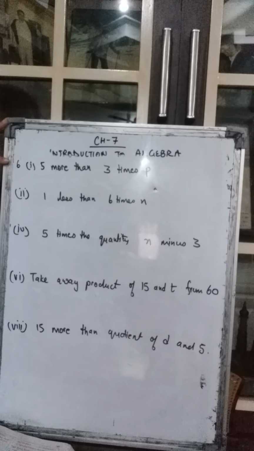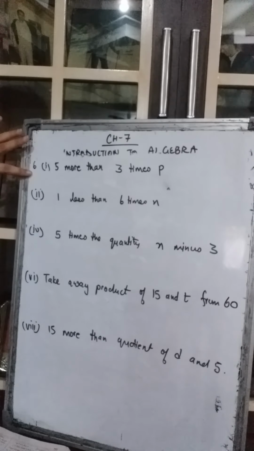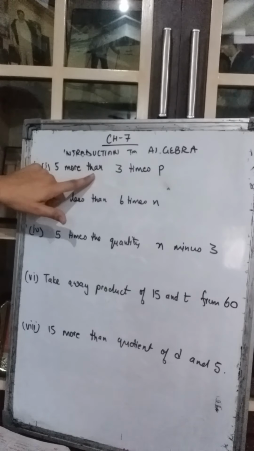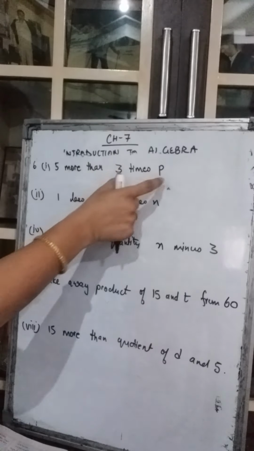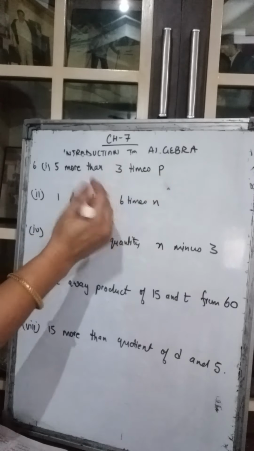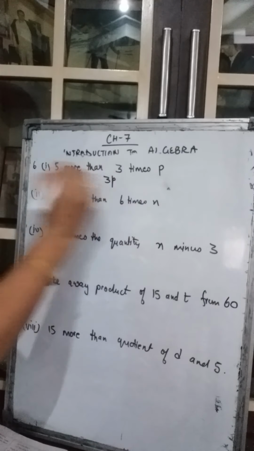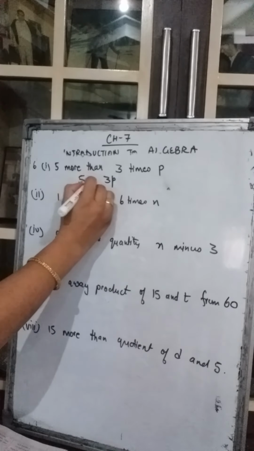Now girls, we come to the sixth question. Sixth question, it is a little bit more tricky. So understand it very carefully. It says again the verbal expressions are given and we have to change them into algebraic expressions. So first part is 5 more than 3 times p. This 3 times p, how can we write this? 3p, and 5 more than this. So that means 5 plus 3p.